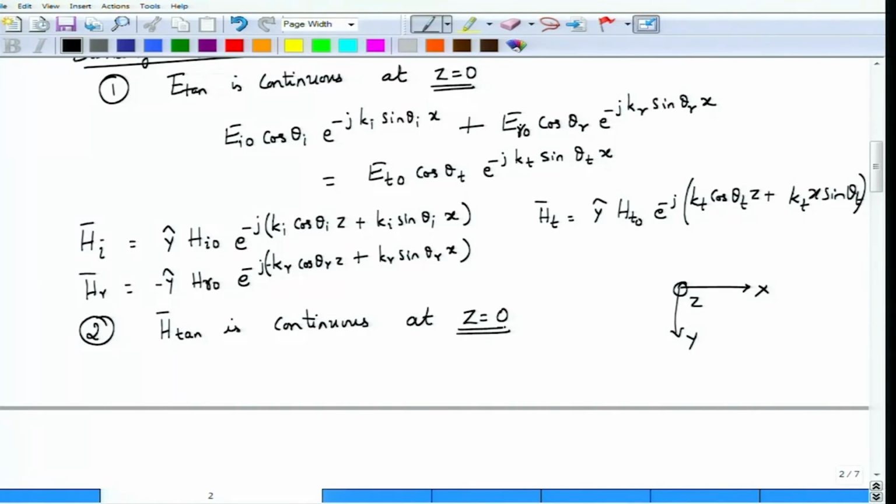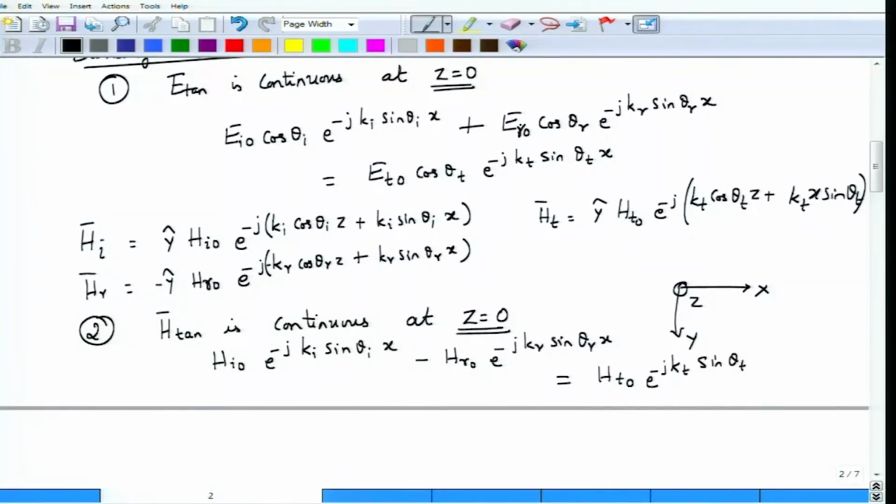So this continuity condition, or boundary condition, must be imposed at z equal to 0 on the interface. When you impose that, what you see is that Hi0 at z equal to 0 is left with just a phase term, e to the power minus j ki sin theta i x. Therefore this would be minus Hr0 e to the power minus j kr sin theta r x. This must be equal to Ht0 e to the power minus j kt sin theta t into x.